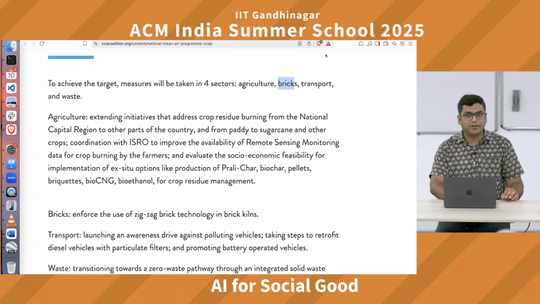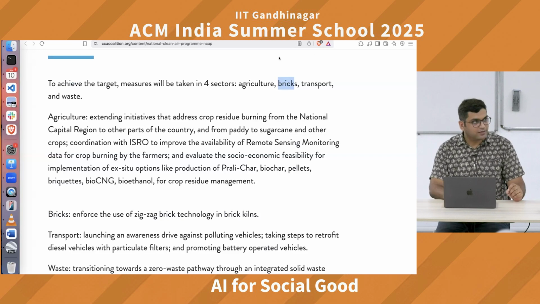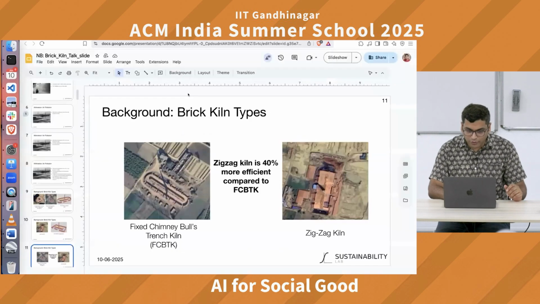Do you think this has happened? No? Anyone thinks that the brick kilns in and around NCR have been converted? No one is hopeful. Delhi seems to be still polluted. Somewhat? Okay. We'll see through this talk.